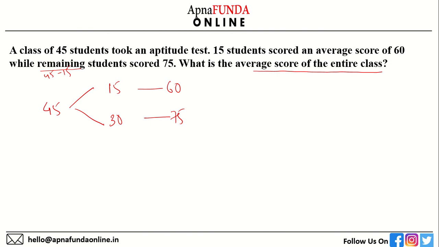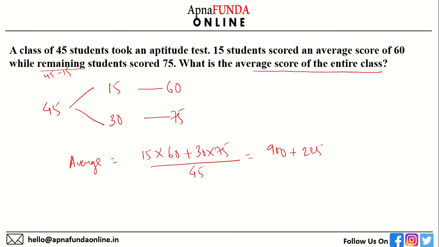Very simple. So my average in this case will be 15 into 60 plus 30 into 75, divided by the total number of students, which we already know is 45. So this is 900 plus 2250 divided by 45, which if we add it, will come to 3150 divided by 45. So my answer is 70. I hope you have solved along with me, and this is the answer that you will also get.